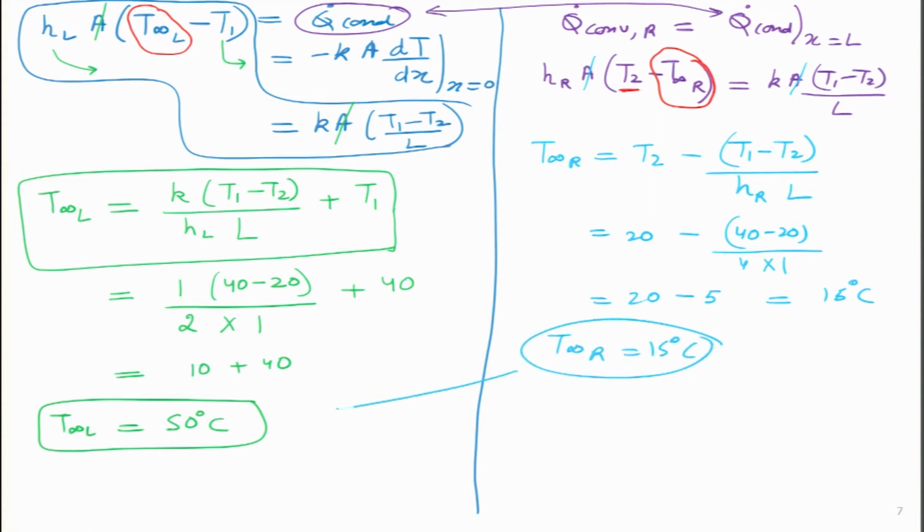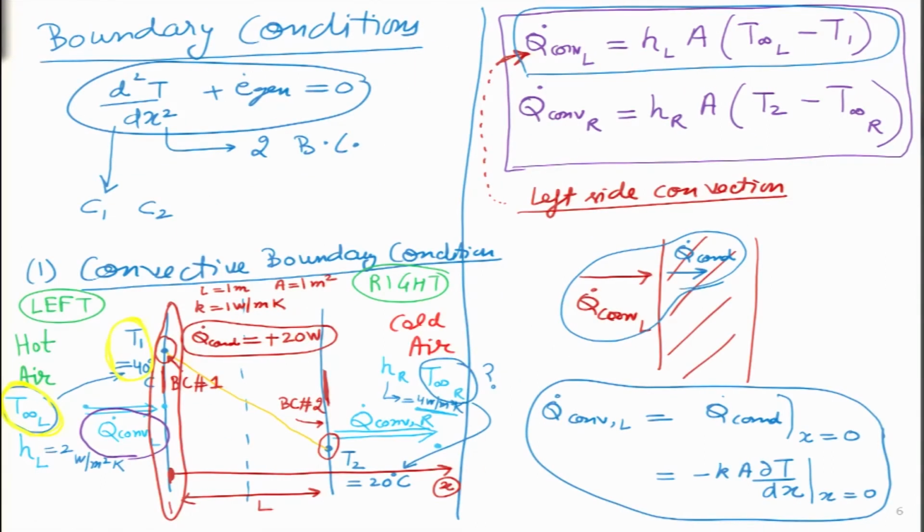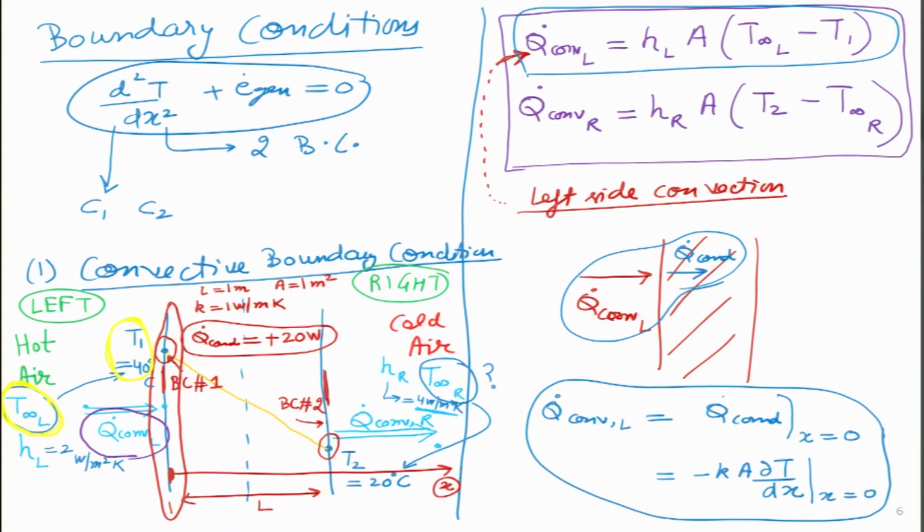So, these are two values which ordinarily we would have been given at the start of the problem, but we have done it in the reverse way. We have figured out that if this is the conduction which is taking place inside the brick wall, then what is the hot air temperature and what is the cold air temperature over there.